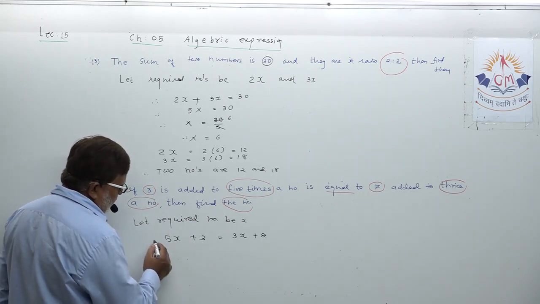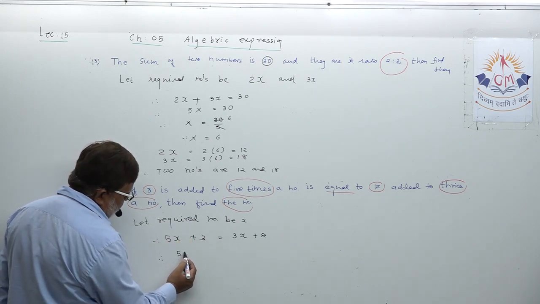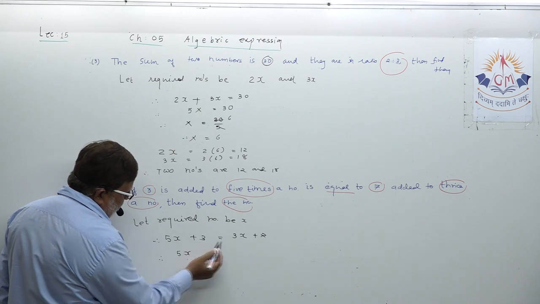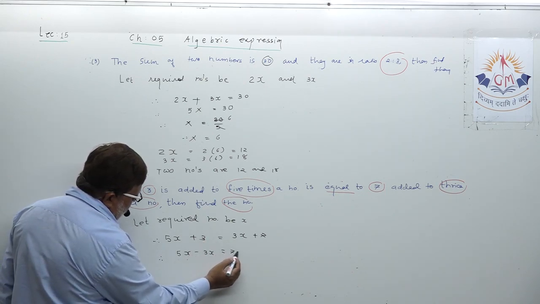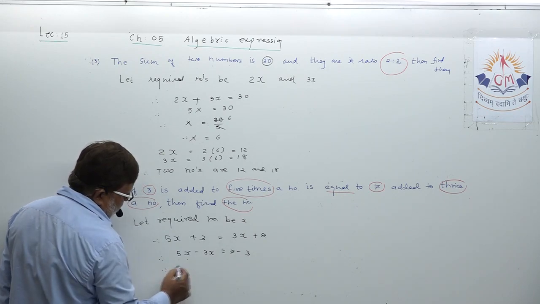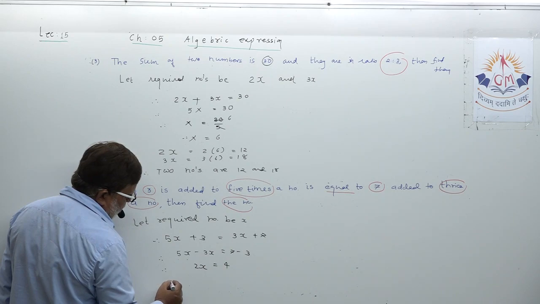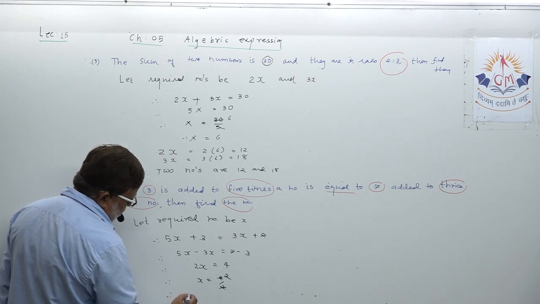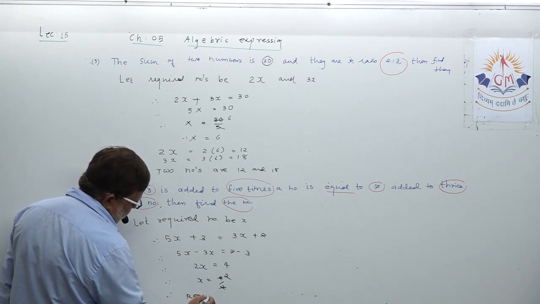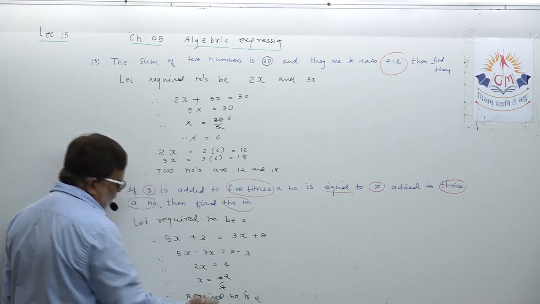Now the next, as you know how to solve, just transfer the terms. 5x minus 3x equal to 7 minus 3, 2x equal to 4, x equal to 4 upon 2, that is 2. So you got the answer. Required number is 2.